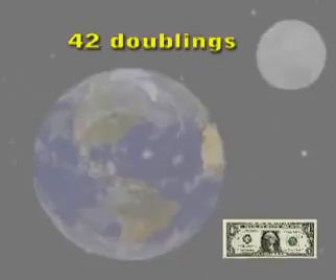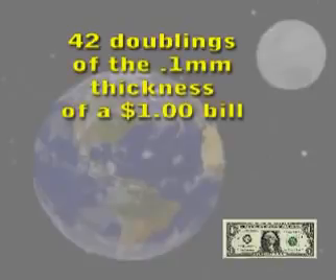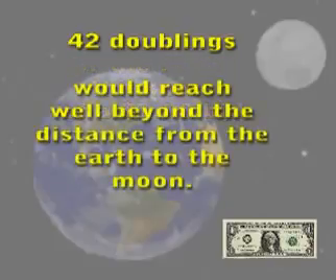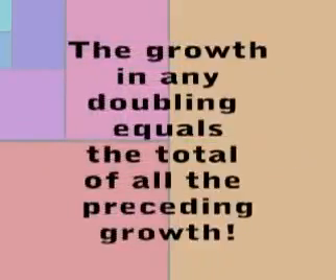"42 doublings of the 1/10 of a millimeter thickness of a $1 bill would reach well beyond the average distance from the Earth to the Moon." That seems like not very many. After spooling up, doublings rapidly generate enormous numbers. The growth in any doubling equals the total of all the preceding growth.